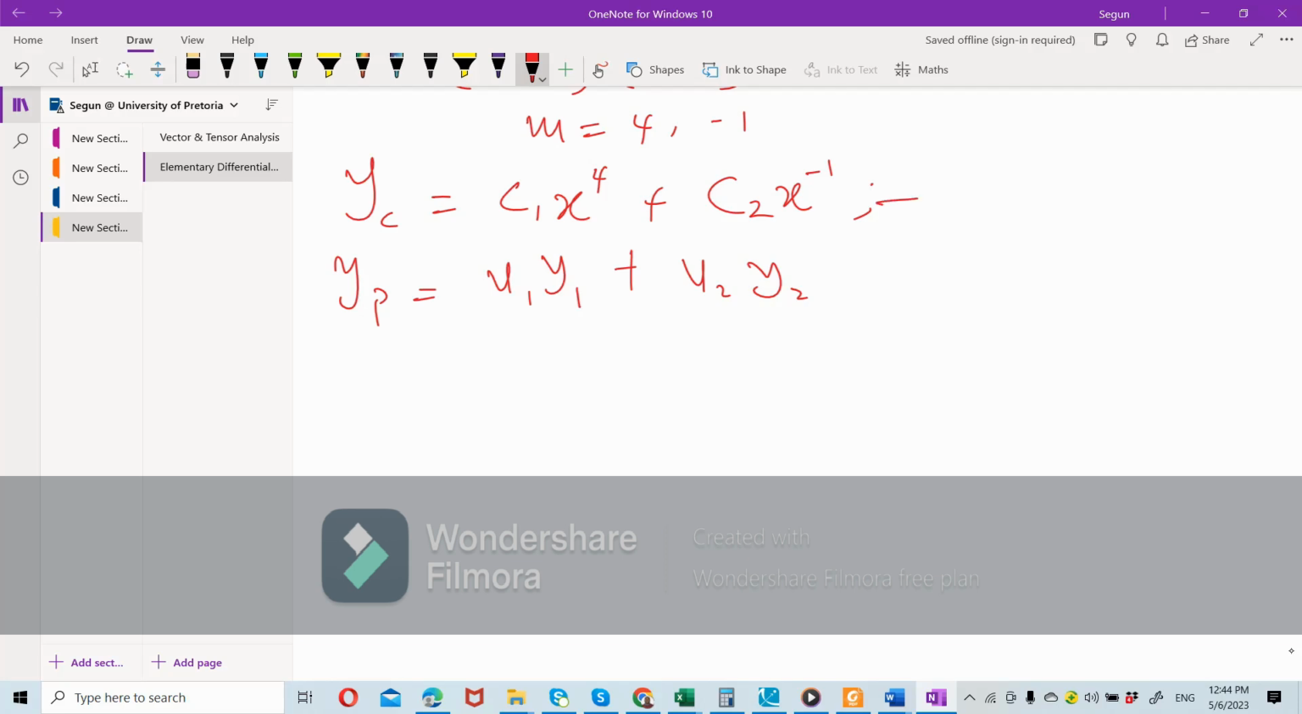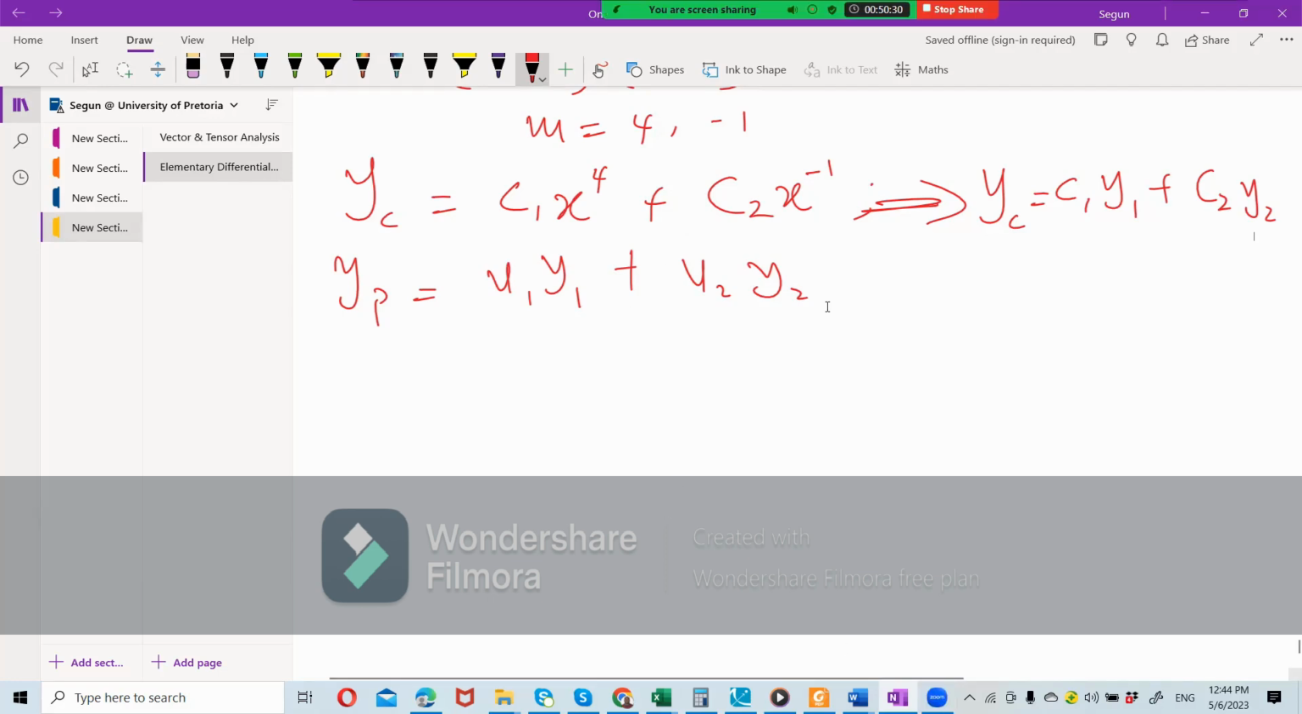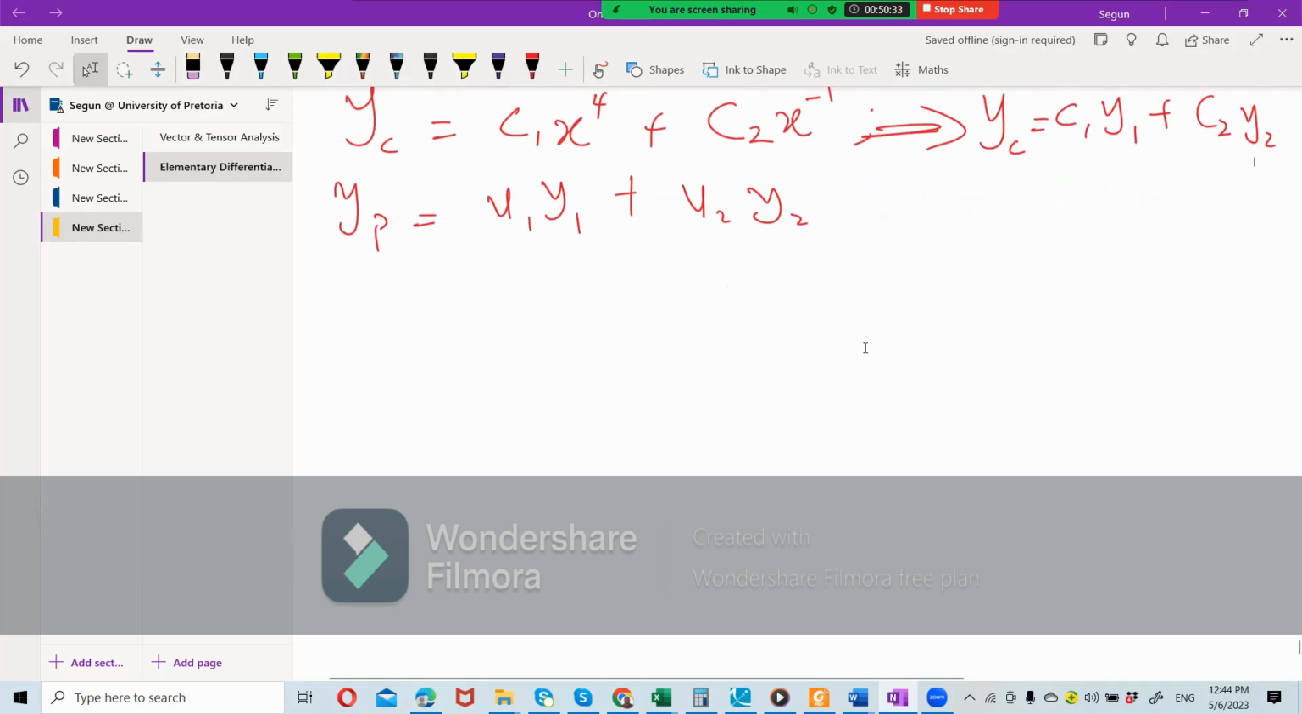Remember that yc is the same thing as c1 y1 plus c2 y2. Do you agree? Yes, sir, you said it. Yes. So let's proceed. Now that we know, we need to substitute. Wronskian. Let's go to the Wronskian method.